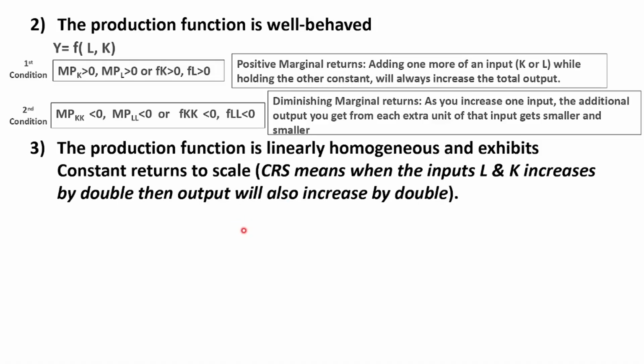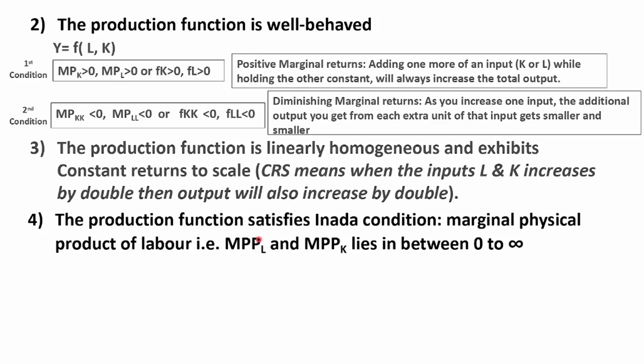So now let's go to the fourth assumption. The production function satisfies the Inada condition. The marginal physical product of labor and capital, that is MPPL and MPPK, lies between 0 and infinity. Which means, let's suppose a firm is using labor and capital by very few units, and now the firm is trying to increase the labor and capital by very few units.